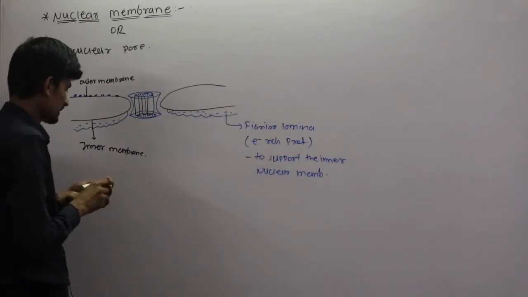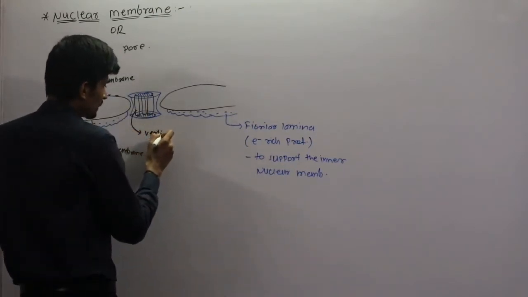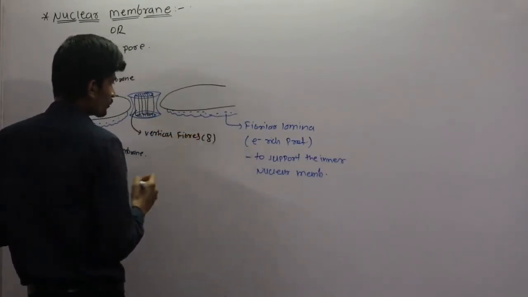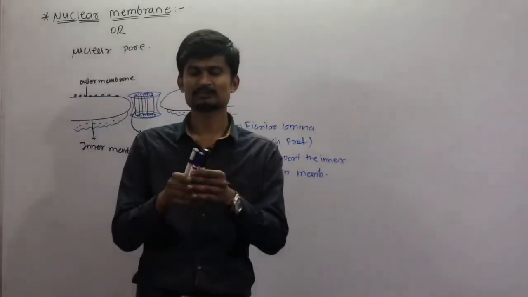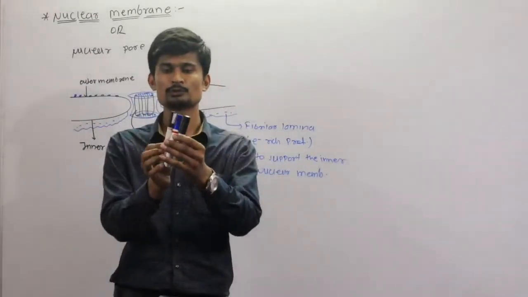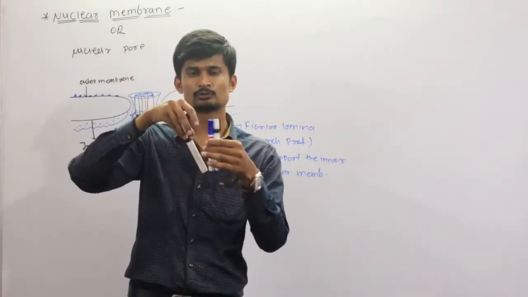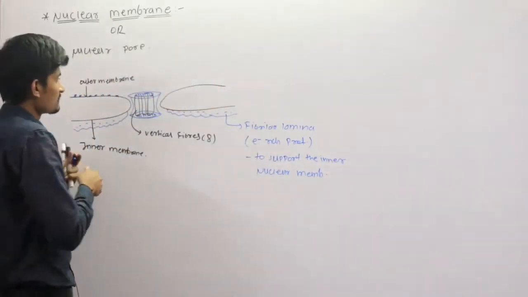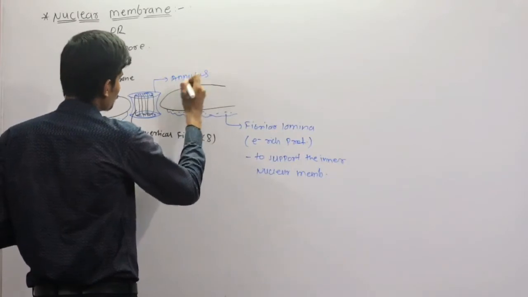So these are 8 vertical fibers. Total 8 vertical fibers are present, like this. Suppose these are the 3, so 1, 2, then 3, 6 and 2. So it will make a ring-like structure which is called the annulus. So this structure is called the annulus.